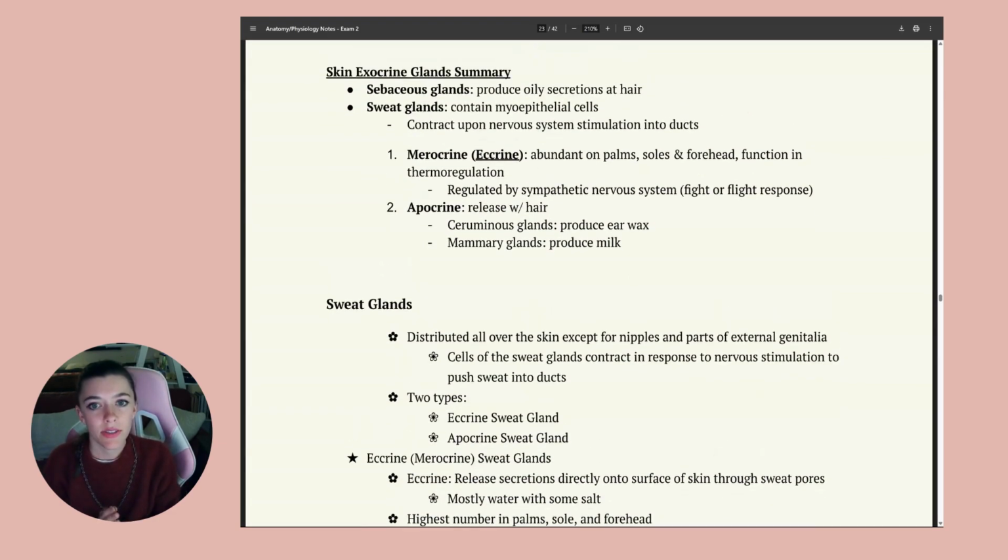All right, skin exocrine glands summary. This contains your sebaceous glands and your sweat glands. Sebaceous glands produce oily secretions at the hair, and then sweat glands contain myoepithelial cells, which contract upon nervous system stimulation into ducts. So, merocrine, eccrine, abundant on palms, soles, forehead, and function for thermoregulation. They are regulated by the sympathetic nervous system, your fight or flight response.